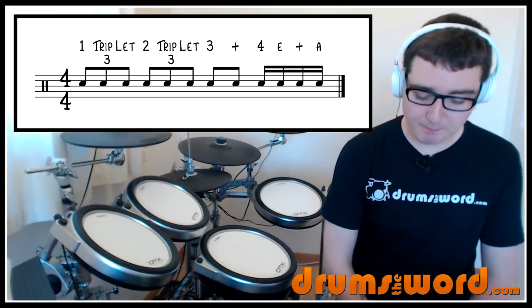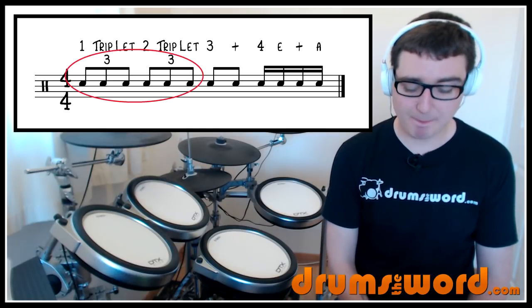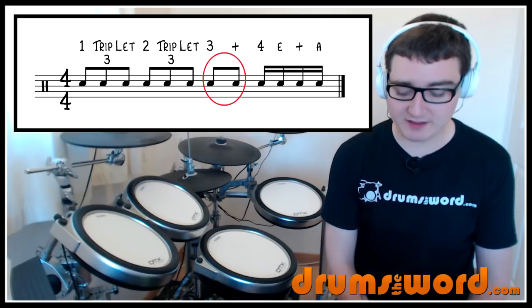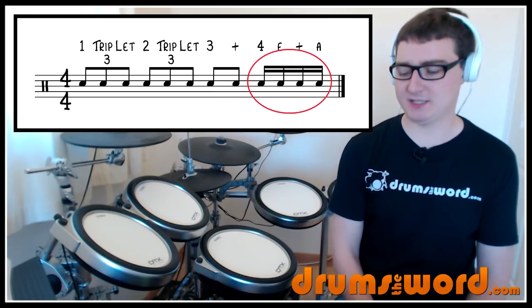Okay, let's now move on to example two. For this example, both beats one and two have been filled with six eighth note triplets, beat three with two normal eighth notes, and beat four with four sixteenth notes, and sounds like this.